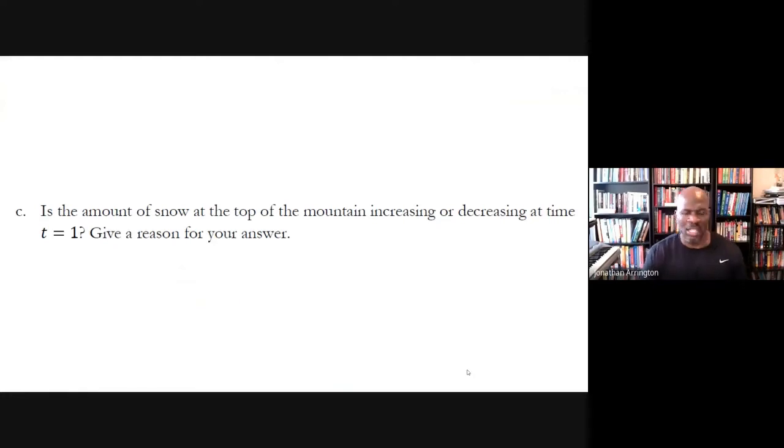And since it just says is the amount of snow, period, we have to look at the rate of snow accumulating minus the rate of snow melting. So again, that's simply s of 1 minus m of 1. If that value is negative, then we're going to say it's decreasing. If that value is positive, then we're going to say it's increasing. That's our rationale. So let's look at what s of 1 minus m of 1 actually equals.